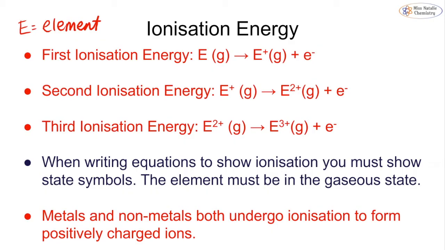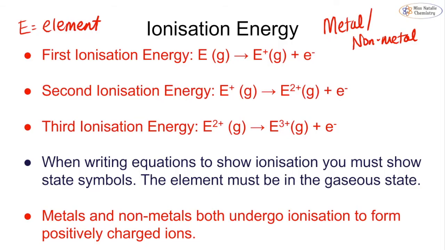And they are always state symbol of a gas. And we are forming a 1 positive ion with 1 electron being removed. Now, this is regardless of a metal or a non-metal. So we know from GCSE that non-metals tend to form negative ions. It does not matter. Ionization energy always makes positive ions.